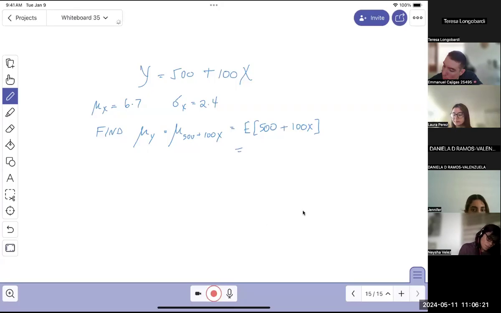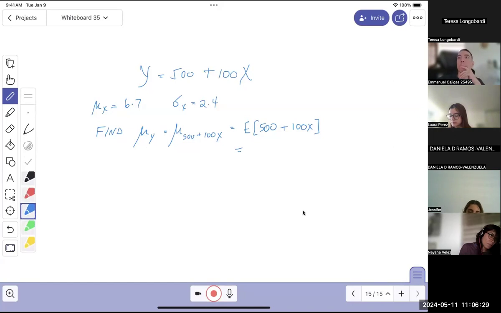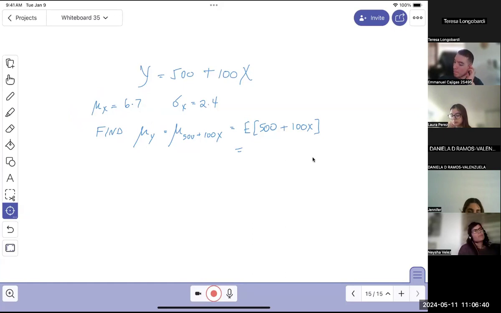Okay, so this is the important information I've written up. They tell you that we're going to get a new variable from X, which is the number of years of employment. You're told that the average years of employment is 6.7 and the standard deviation is 2.4 years. From there, we want to find the mean of the bonus. But what is that? That's just based on the original.